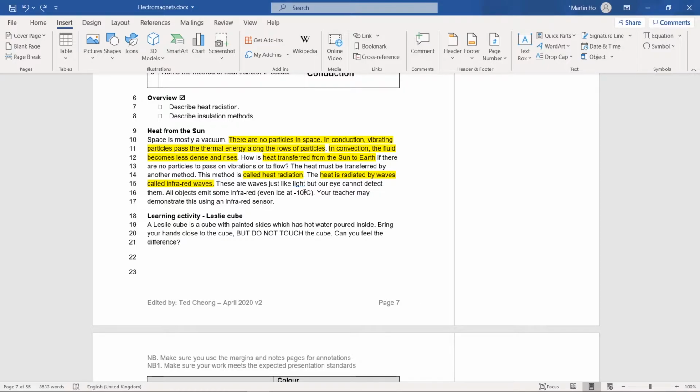Another example of heat radiation is a hot cup of tea. We can tell that a cup would be hot before even making physical contact with it. That's because there is a layer of infrared radiation around the cup itself after it is poured.